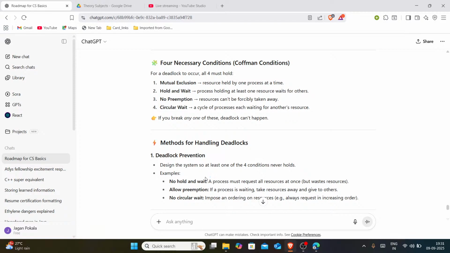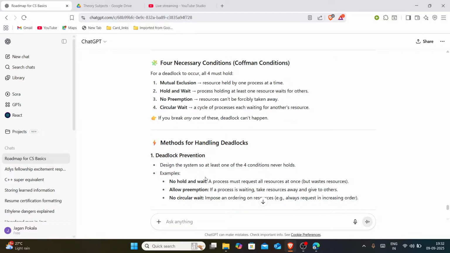Coffman conditions. Necessary conditions for deadlock. Mutual exclusion: only one process can use a resource at a time. Mutual exclusion, then hold and wait.